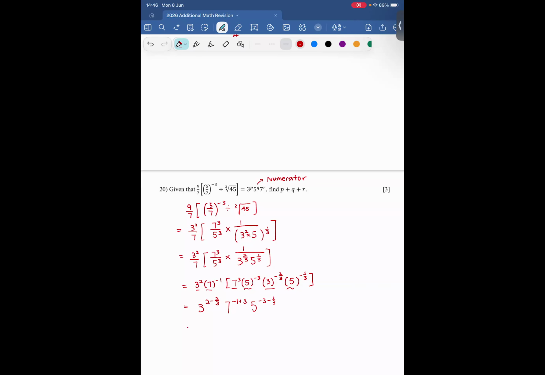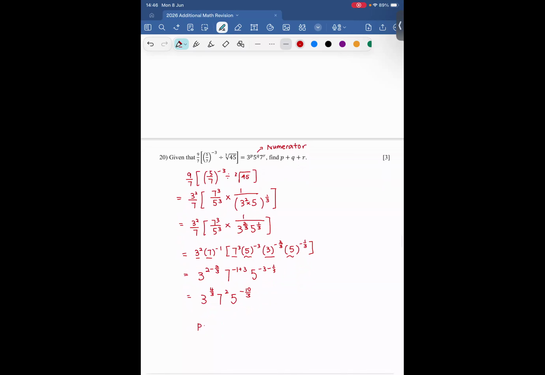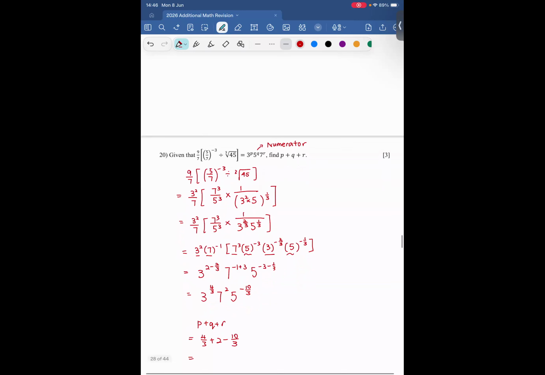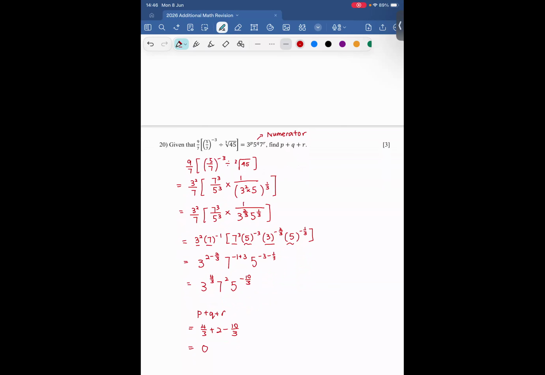Okay, so we have 3 to the power of 4 over 3, 7 to the power of 2, 5 to the power of negative 10 over 3. So P plus Q plus R will be equal to 4 over 3 plus 2 minus 10 over 3. That will be equal to 0.